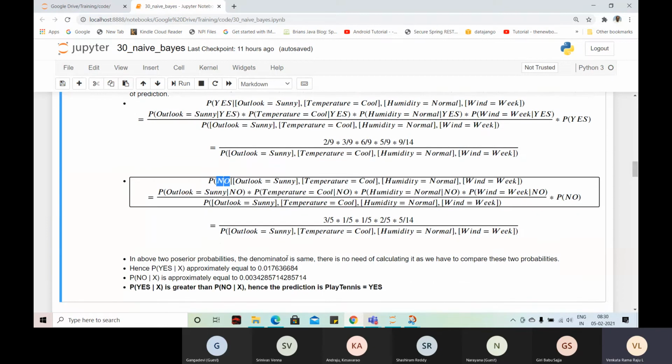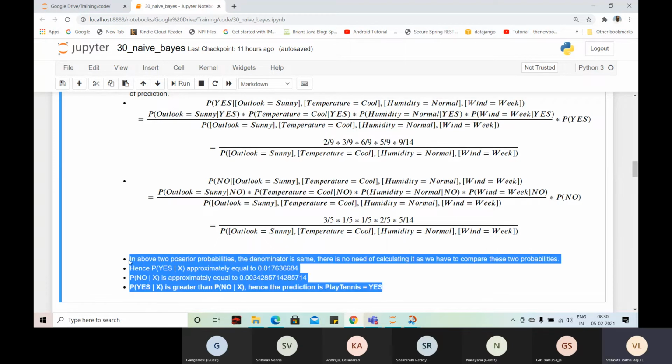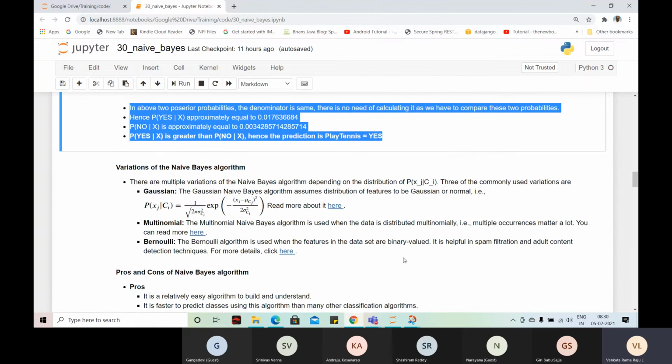If I look at the numerators, yes is higher than no. For no, it is actually 0.003. For yes, it is 0.017. So the record belongs to yes. Okay, that's how I predicted. This far it is good.